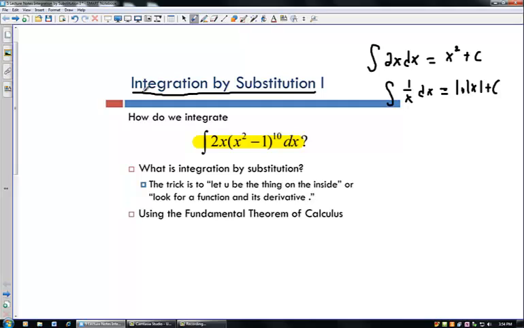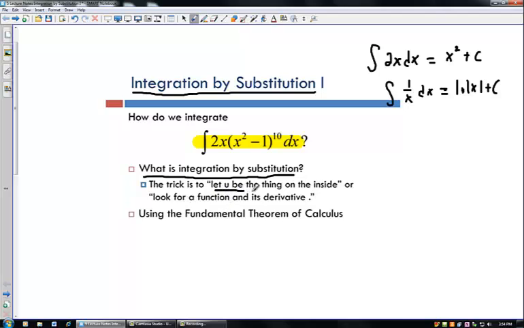And so the idea is that we're going to use what's called integration by substitution. So this is a technique of integration. And what is integration by substitution? All right, so integration by substitution, the trick is to let u be the thing on the inside or look for a function and its derivative.